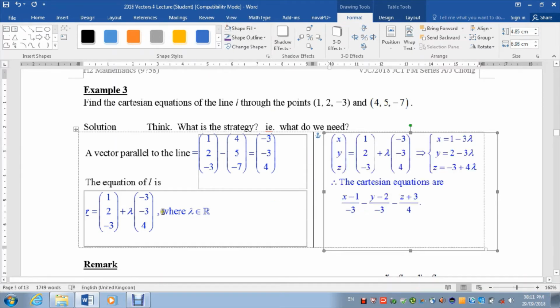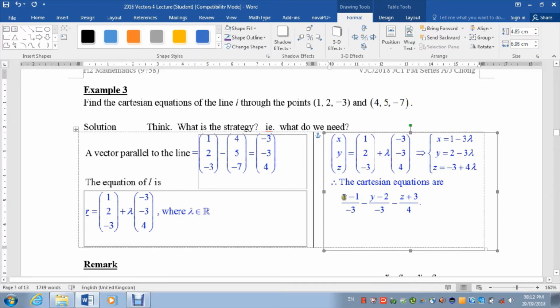So how do you do it? Remember, you replace your r by x, y, z. And then you make it into 3 equations, make lambda the subject, and then convert it into the Cartesian equation. But as I mentioned, if you are very confident, you don't have to do all these steps.